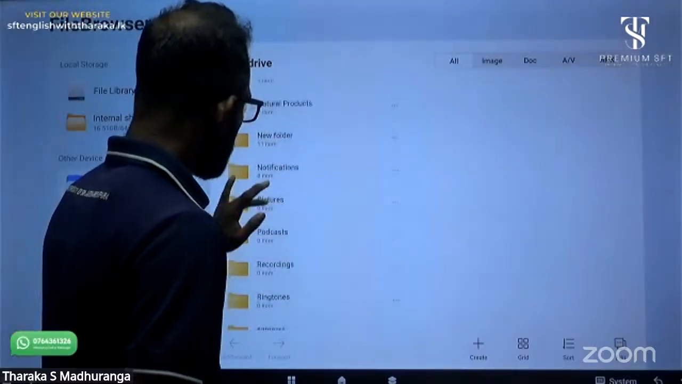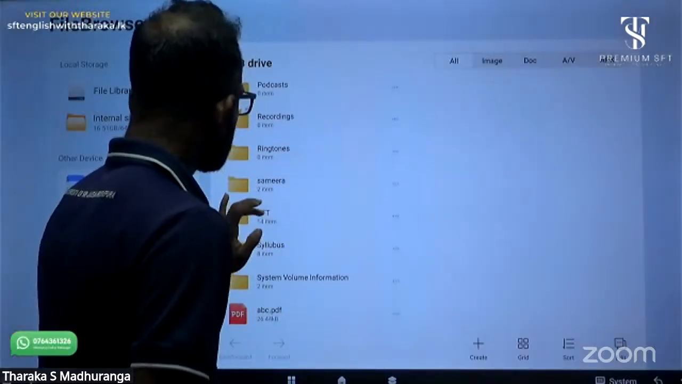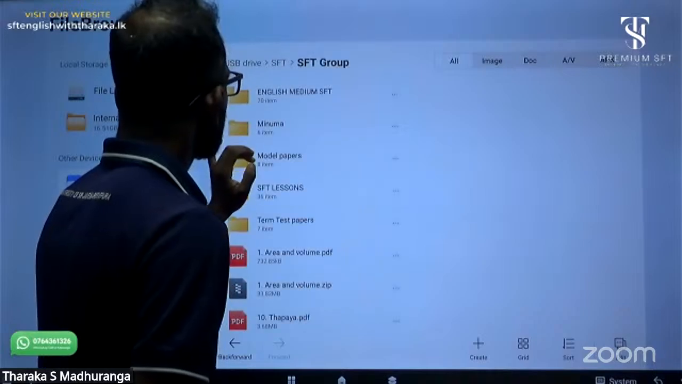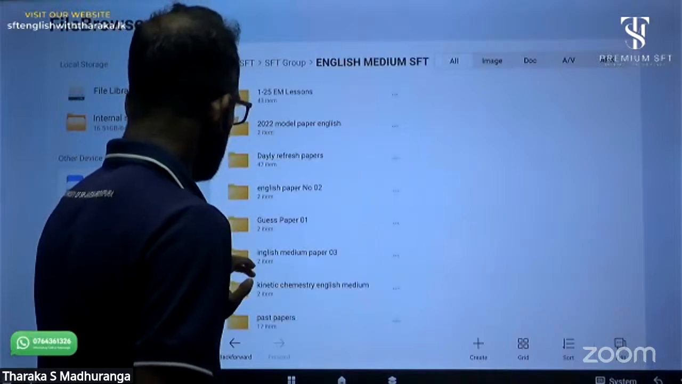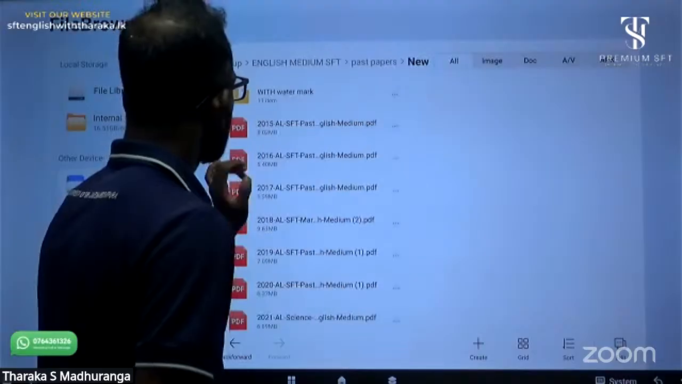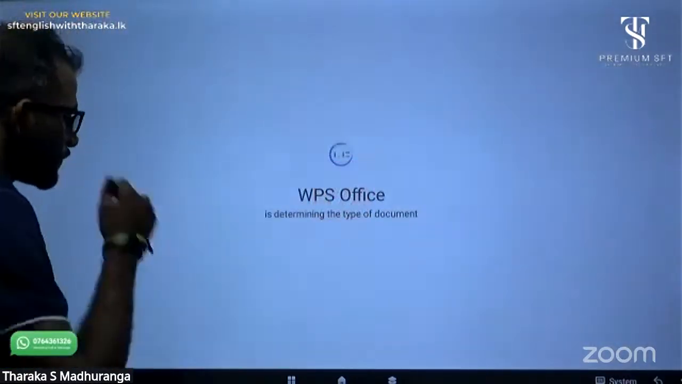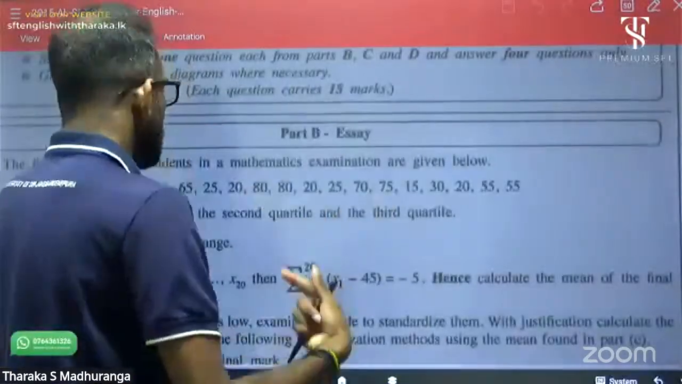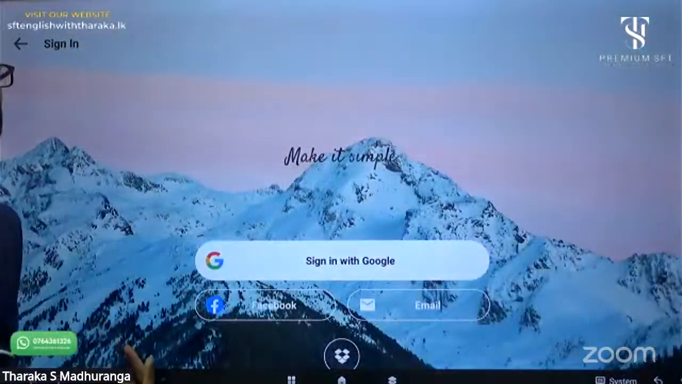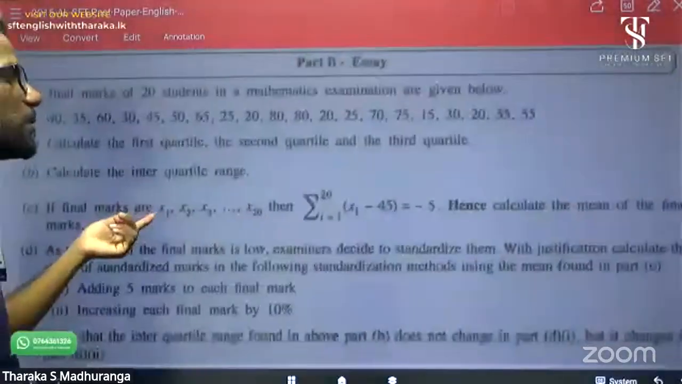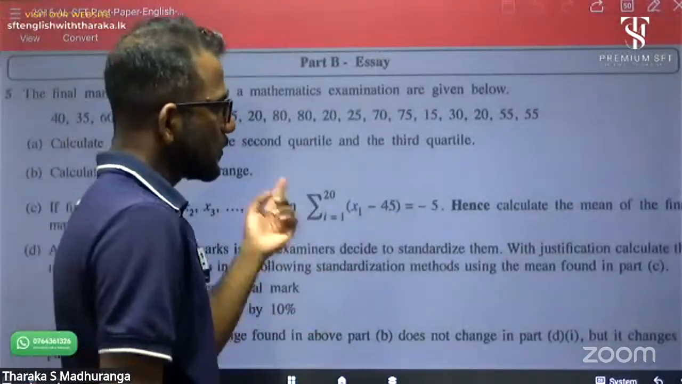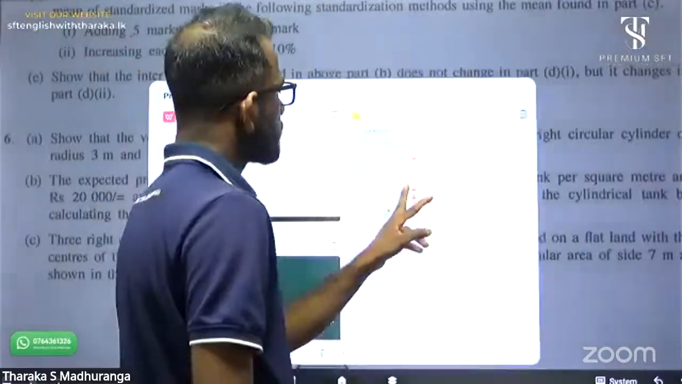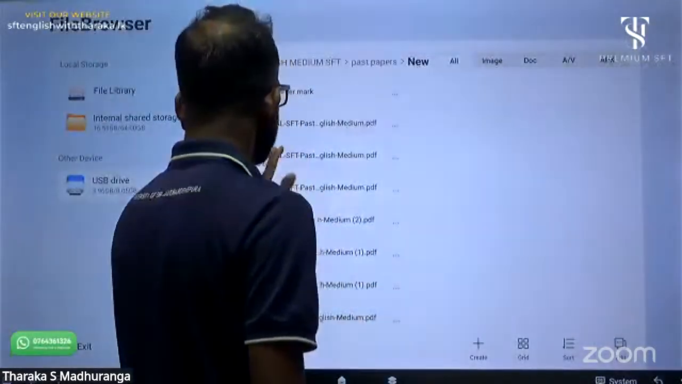Okay, let's move into 2016. The 2015 paper is completed. The 2015 question was based on simple frequency distribution. Let's move into 2016.